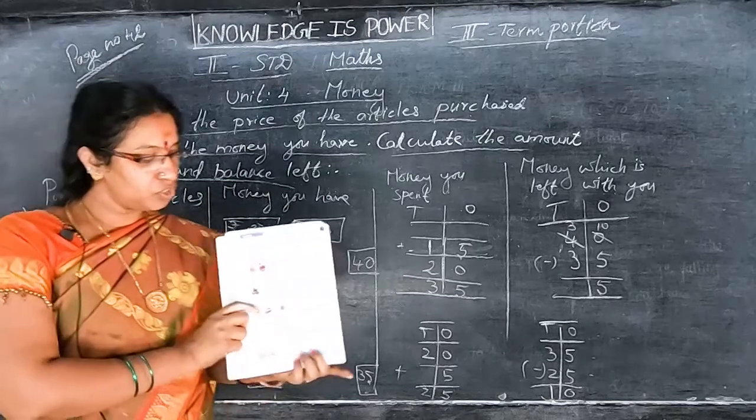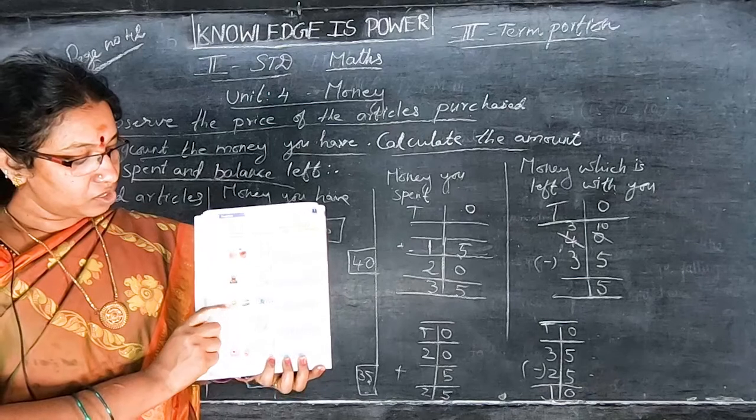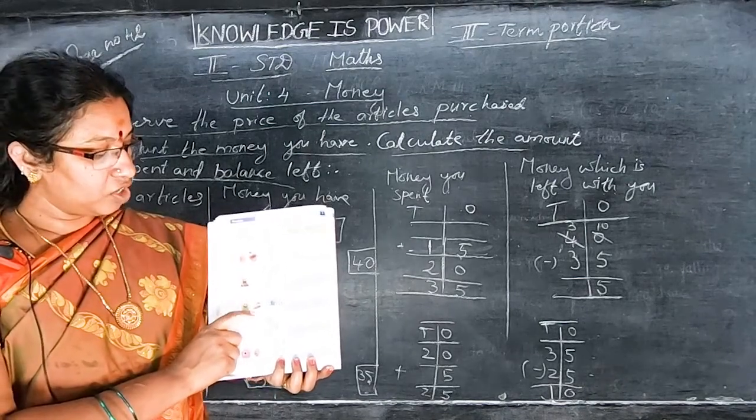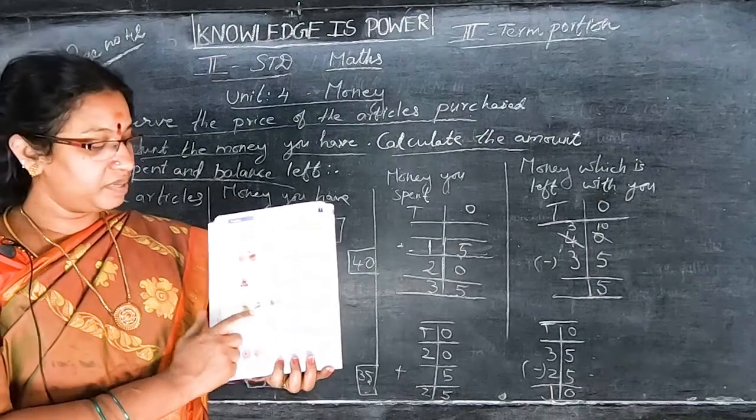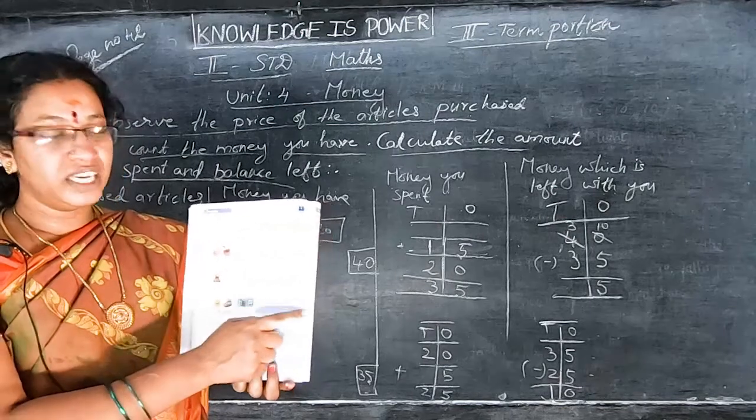Okay. These two you do, children. This is homework for you. See here. 10 rupees, 1 doll. 1 ball, smiley ball, then 20 rupees. 1 toy, 30 rupees he spent. So he is having 50 rupees in his hand. So you minus this. Both you will get the answer.